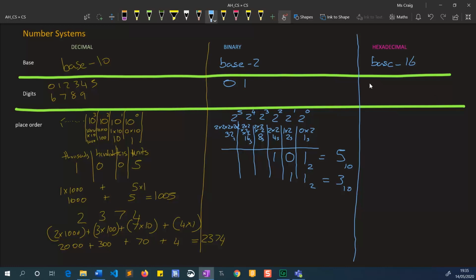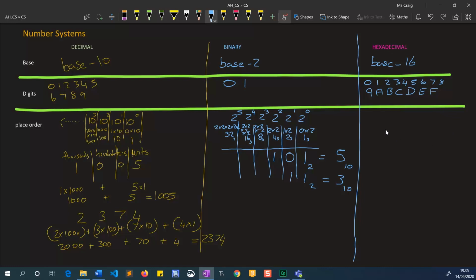It uses 16 different symbols. So it uses your normal 0, 1, 2, 3, 4, 5, 6, 7, 8, 9. But after 9 it can't use 10 because 10 is actually made up of two symbols, a 1 and a 0. So it has to go to the alphabet. So it uses A for 10, B for 11, C for 12, D for 13, E for 14, and F for 15. So using base 16, F is equivalent to a decimal 15.